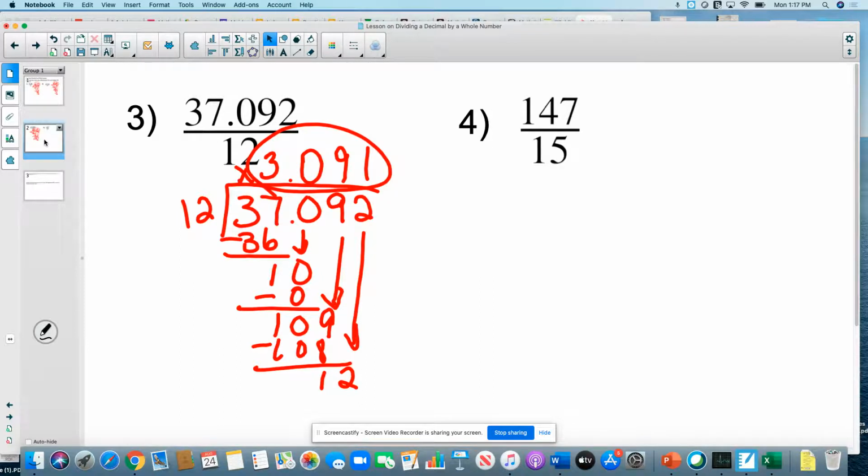And this one is a little bit different because there's not a decimal in either number. So we got 147 divided by 15. So you just start dividing. 15 cannot go into 1.